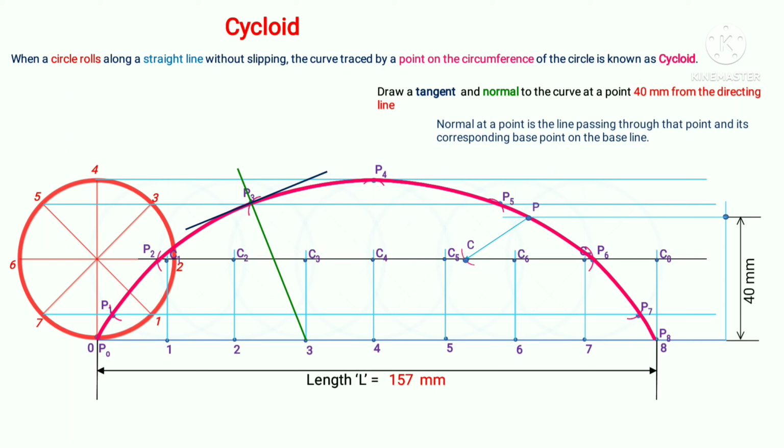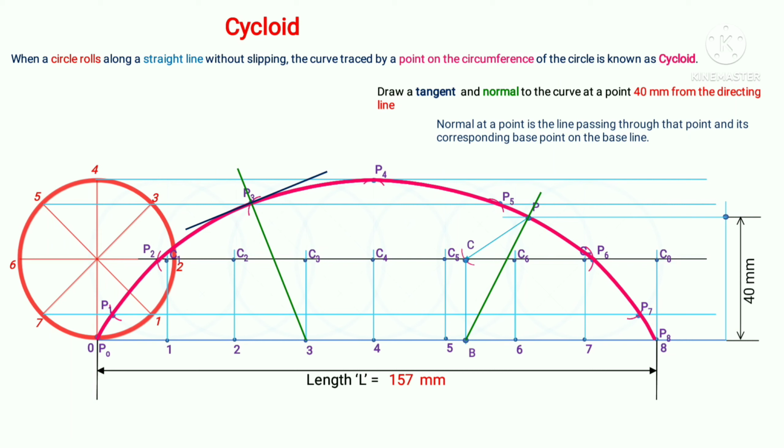Now from C a vertical line is drawn towards the baseline, and this vertical line cuts the baseline at the point known as the base point, denoted by capital B. So for the point P, which is on the cycloid 40 mm above the directing line, its corresponding base point is capital B. Now when we join the 2 points, the point P and its corresponding base point B, that line will be the normal to the cycloid at the point P.